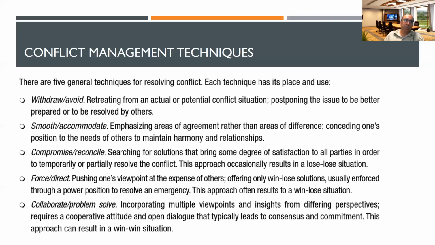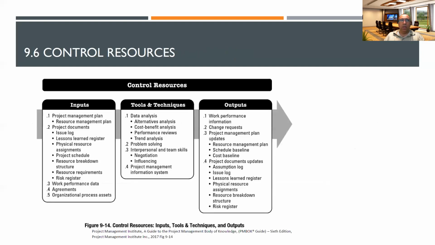So this is how we talked about how you manage conflict in the team. Next is 9.6, control resources. In here, what you're doing is making sure that the resources are properly being used, right? So these are the ITOs for it. Again, most of these are the inputs, and tools and techniques. Here you will use different cost benefit analysis and performance reviews. This is to make sure you're using the resources properly. If your cost is more than it should be, you're not managing your resources properly.